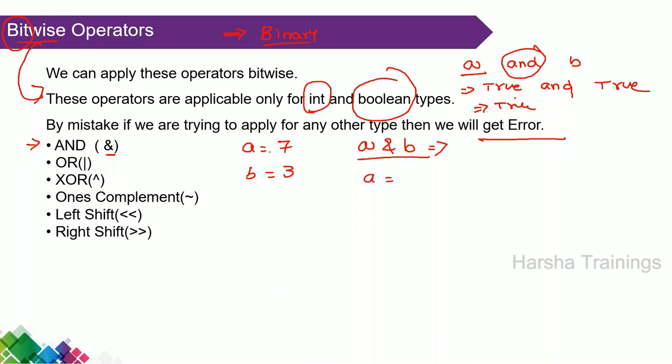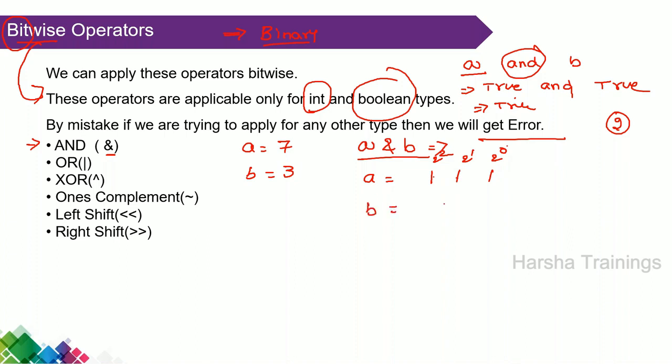First, A is converted into binary. What is the binary representation for 7? This is the binary representation for 7. How do you know? Binary number is base 2. 1 into 2 power 0 plus 1 into 2 power 1 plus 1 into 2 square. Remember, perform multiplication: 1 into 2 power 0, 2 power 1, 2 square, 2 cube, and so on. 2 square is 4, 4 plus 2 is 6, 6 plus 1 (2 power 0 is 1) is 7. That is the answer, 7.